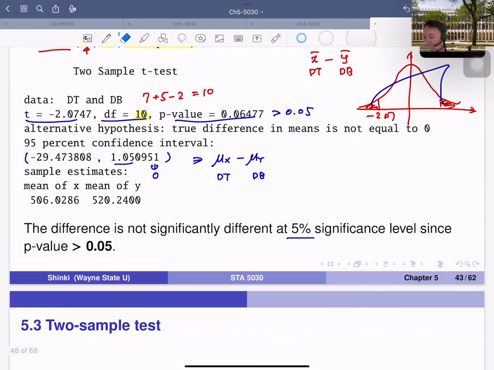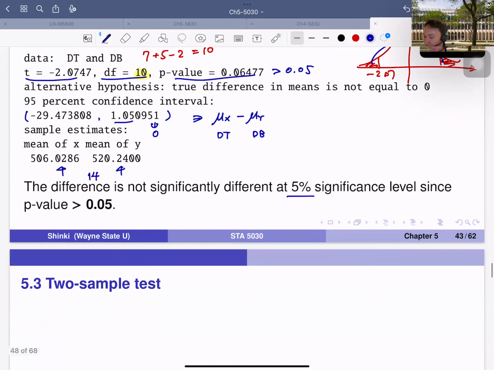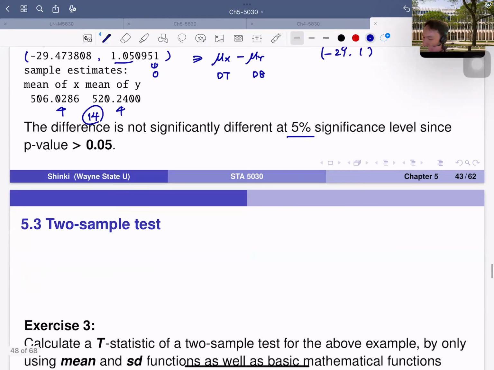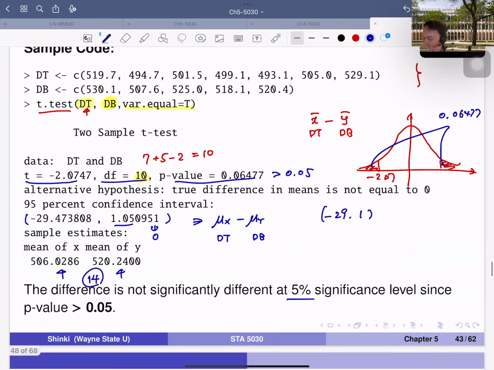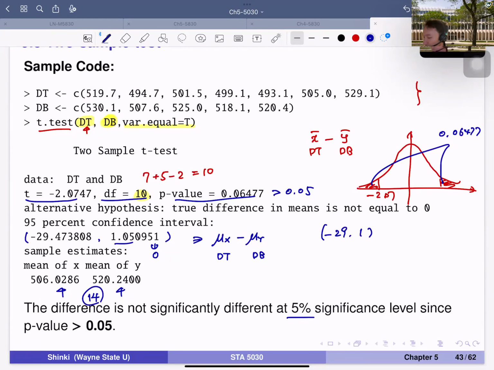This is the 95% confidence interval, and it corresponds to the null hypothesis of mu x equal to mu y. If this includes 0, we do not reject the null hypothesis. If it does not include 0, we reject the null hypothesis. And these are the sample means, 506 and 520. So the difference is about 14. The estimate is 14, but the range is negative 29 to positive 1. So that is the conclusion. And we can calculate everything from scratch using formulas.